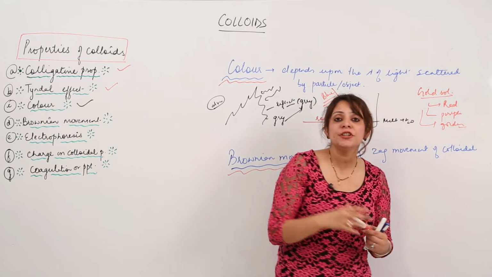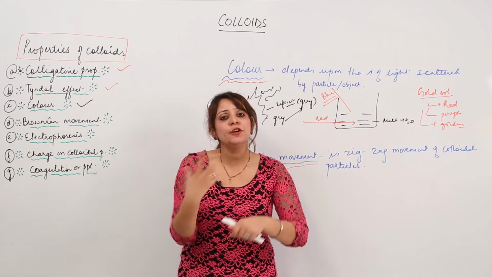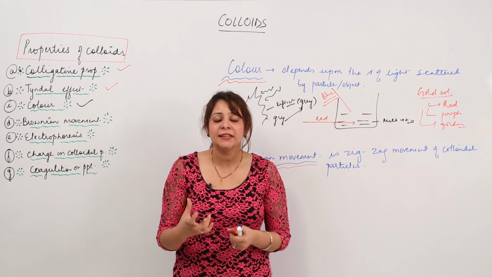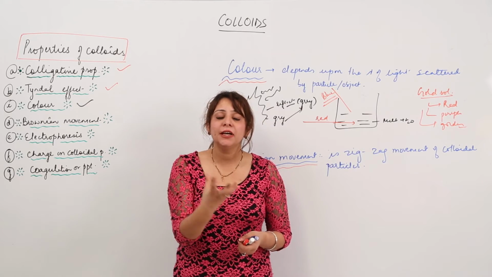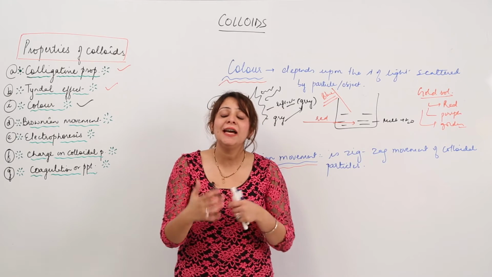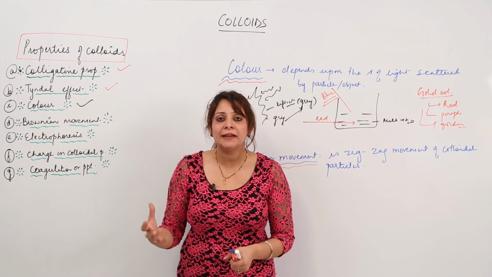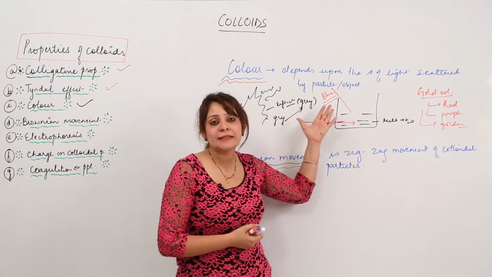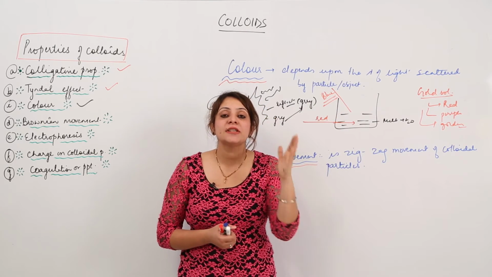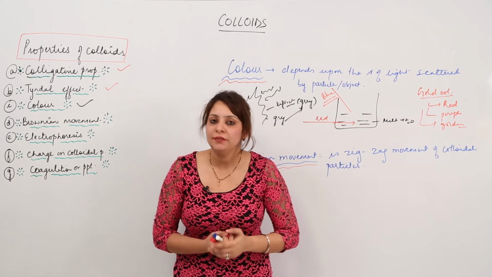So due to the change of particle size, the scattering of light takes place differently, right? A smaller size will scatter one wavelength of light, and a bigger one will scatter some other wavelength. So we get different wavelengths of light scattered, and likewise the color of the colloidal solution changes. So this is what color is. That means colloidal solutions are colored because they scatter a particular wavelength of light.